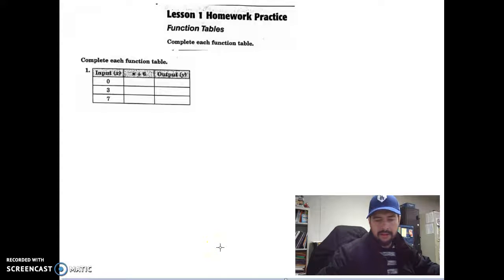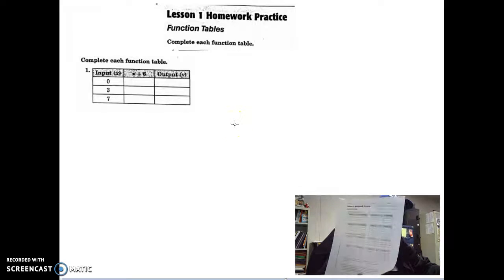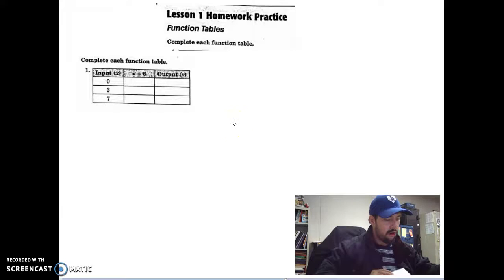This is Miss Minix's class's homework. Worksheet number 115, lesson 1, homework practice. Factor table. She said to do questions 1 through 8 on this sheet. Looks like this. Question 1 is on our screen right now. It says complete each function table.